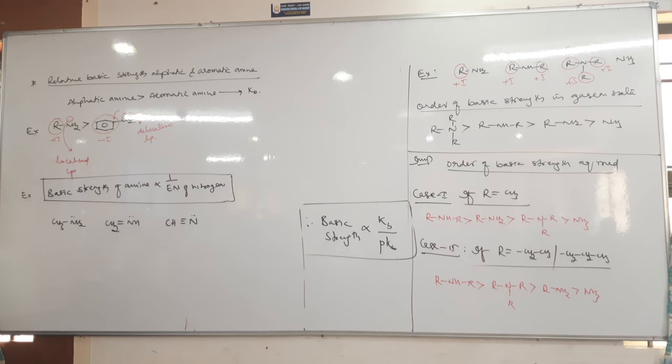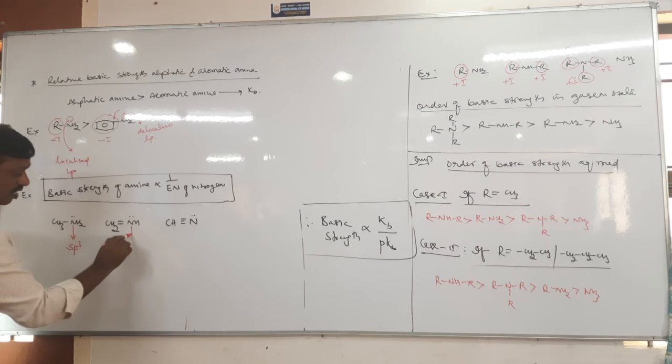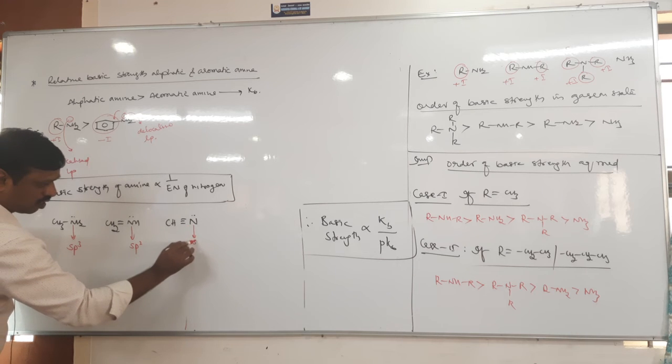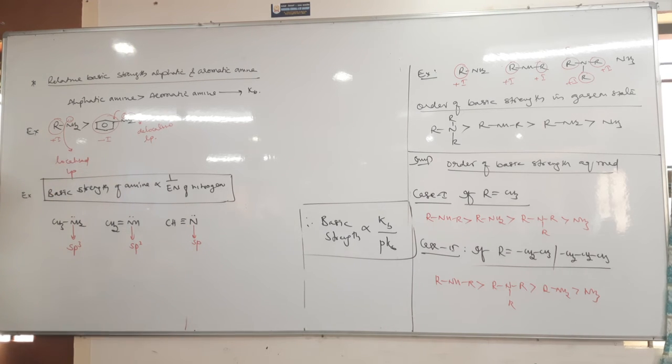Then how do you identify electronegativity? It is based on hybridization. So what is the hybridization of this nitrogen? sp3. The number of hybrid orbitals equals lone pair plus sigma bonds. Then what is the hybridization of this nitrogen? sp2. This is sp. Therefore, now what is the order of electronegativity?